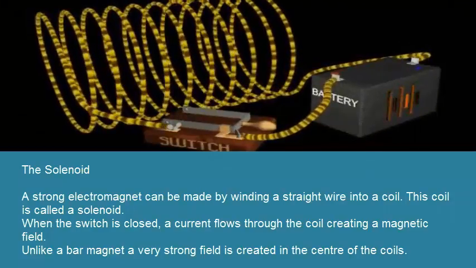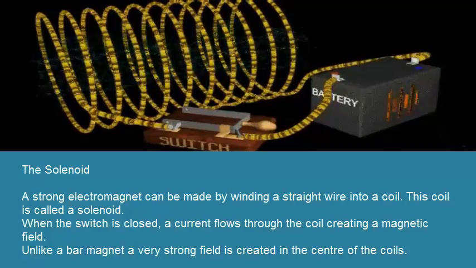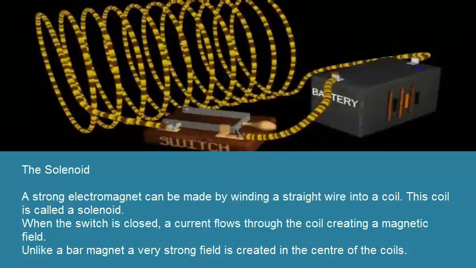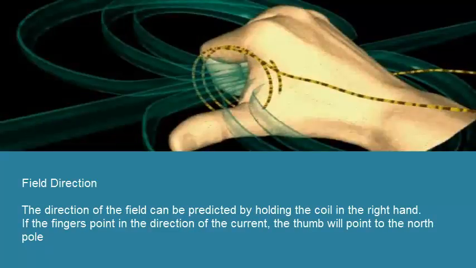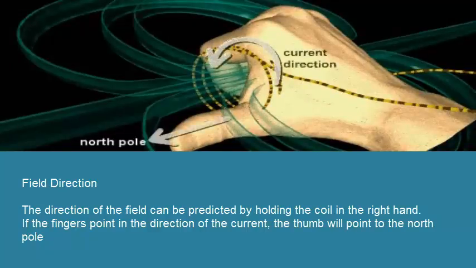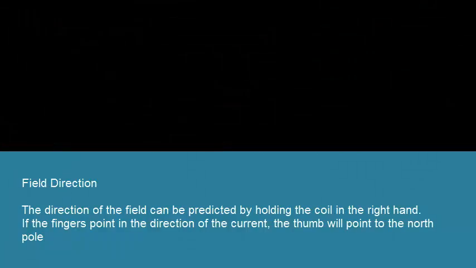When the switch is closed, a current flows through the coil, creating a magnetic field. Unlike a bar magnet, a very strong field is created in the center of the coils. The direction of the field can be predicted by holding the coil in the right hand. If the fingers point in the direction of the current, the thumb will point to the north pole.